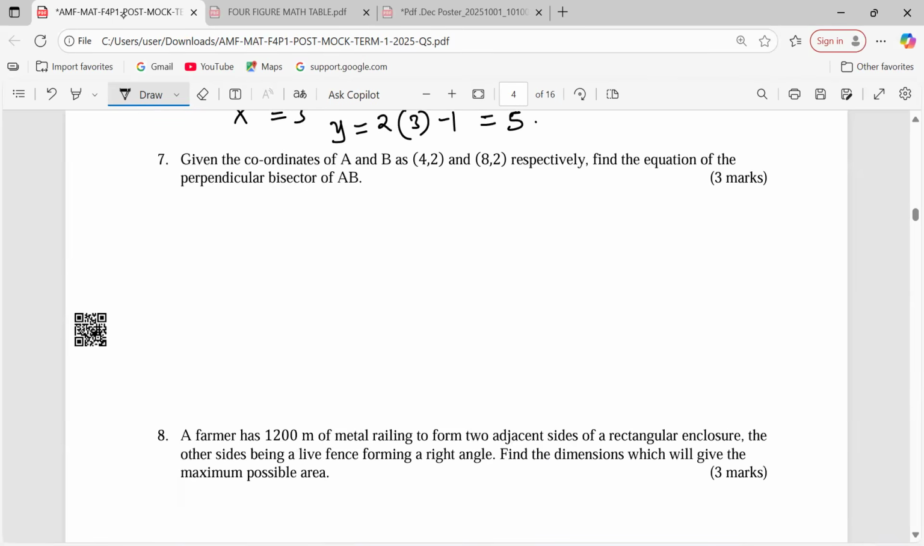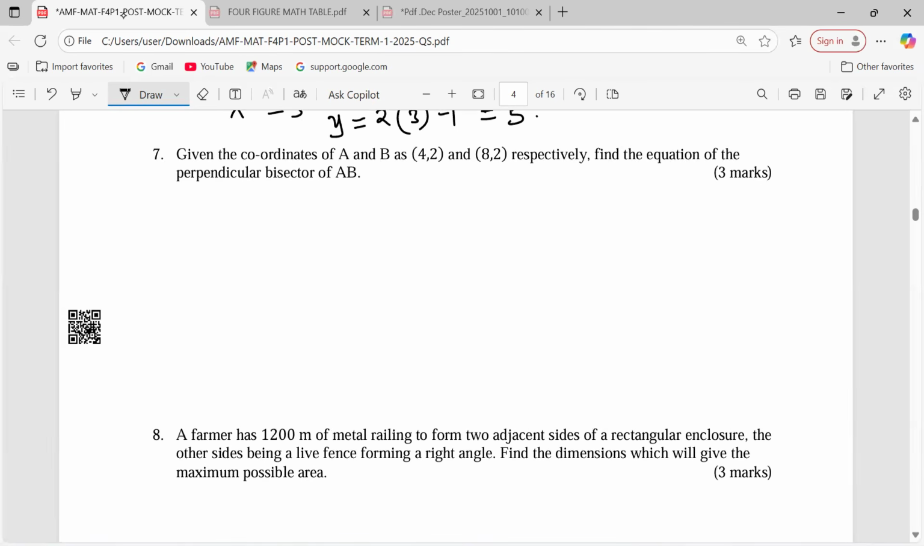Number 7. Now, given the coordinates of A and B as (4, 2) and (8, 2), respectively, find the equation of the perpendicular bisector of AB. First thing, you're supposed to know that the line AB together with its perpendicular will have the product of their gradients giving us -1. So let's get the first gradient of AB.